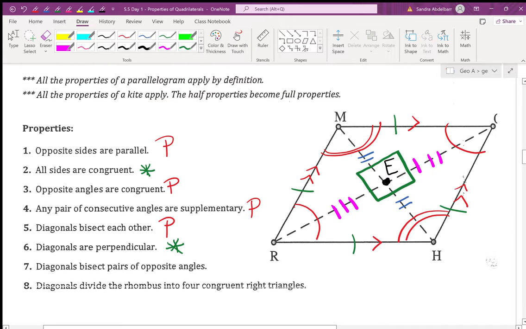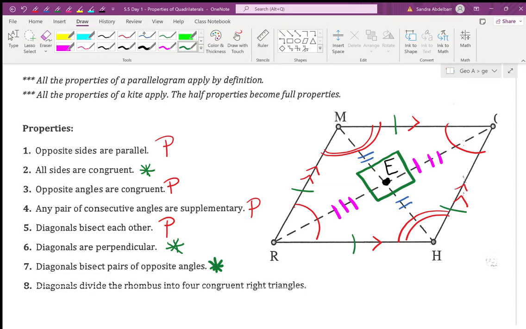Diagonals bisect pairs of opposite angles. Do we all agree this is a new extra special feature? Okay, let me explain what that means. Do you agree if we bisect an angle, we split it into 2 equal parts, 2 equal angles, I should say? Yeah, if you bisect an angle, you split it into 2 equal angles.